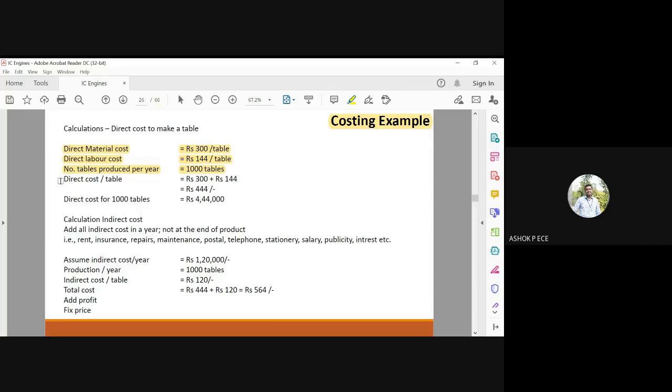So direct cost per table is the material cost plus labor cost. Okay, 300 plus 144 becomes 444. The direct cost for 1000 tables is 4,44,000. So that is going to be the direct cost.